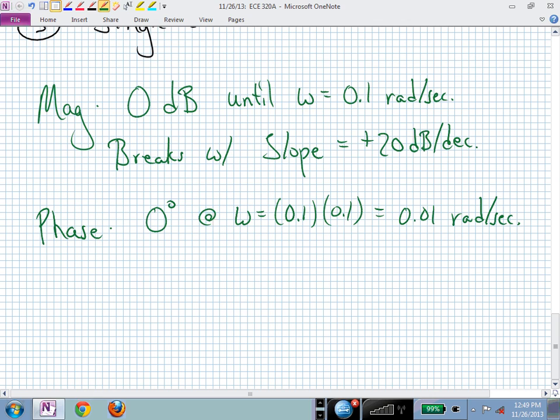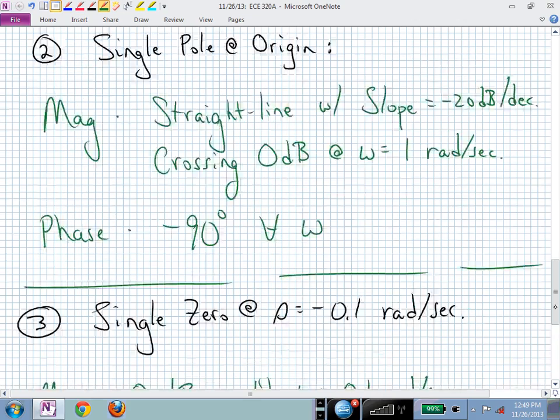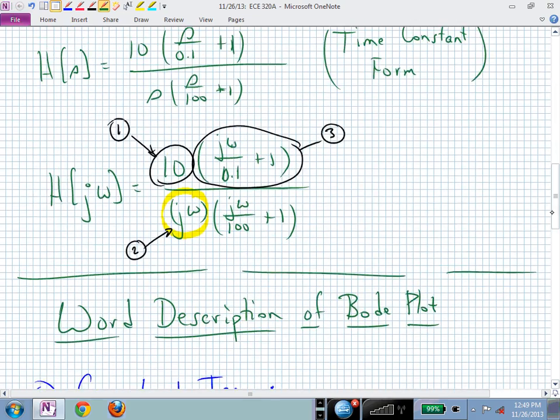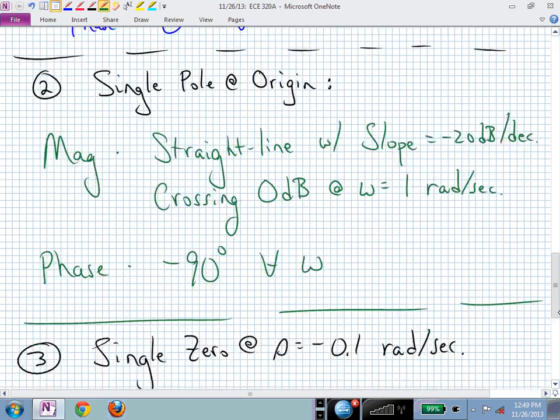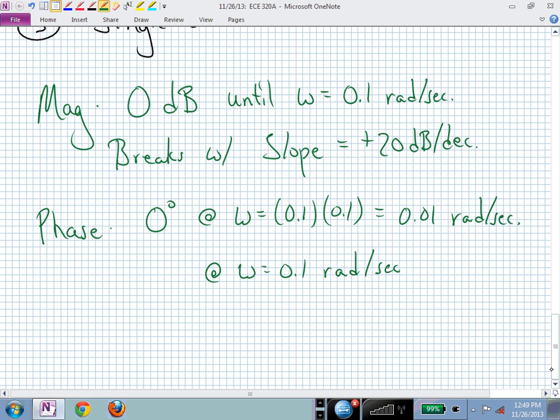What's the angle right at the break? If I went back to factor 3 and I plugged in omega equal to the break, 0.1, I now have a j plus 1, or 1 plus j. That has an equal horizontal, equal vertical. The angle, 45 degrees. And it's upstairs because it's in the numerator. So now at omega equal to 0.1, the break, it's at 45 degrees.